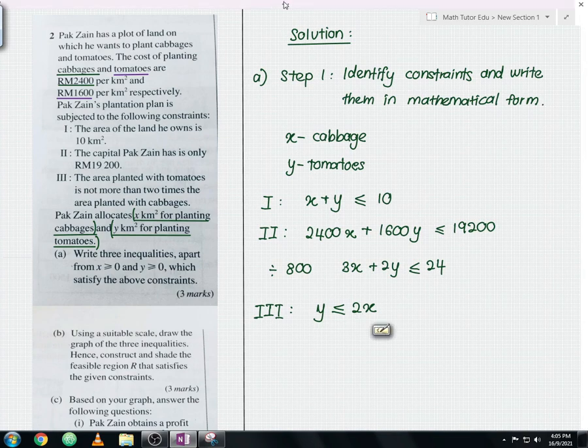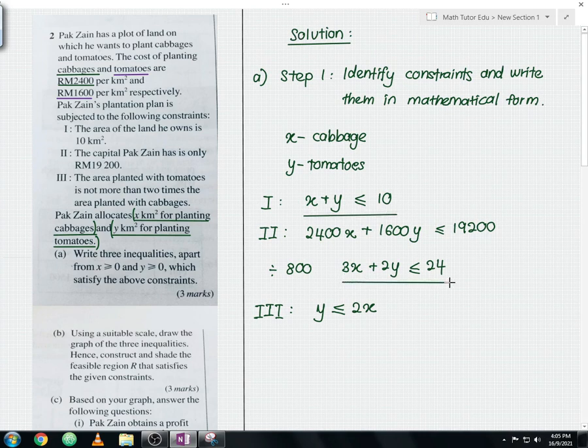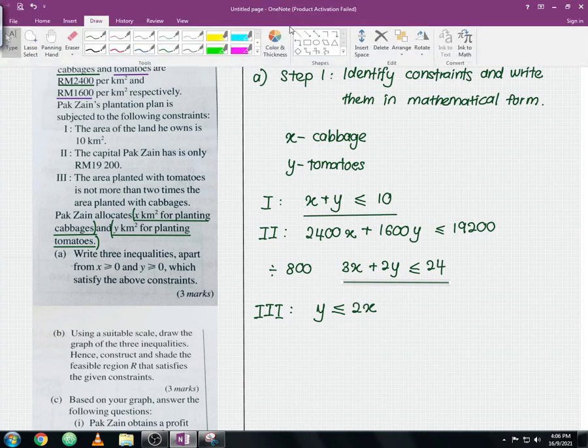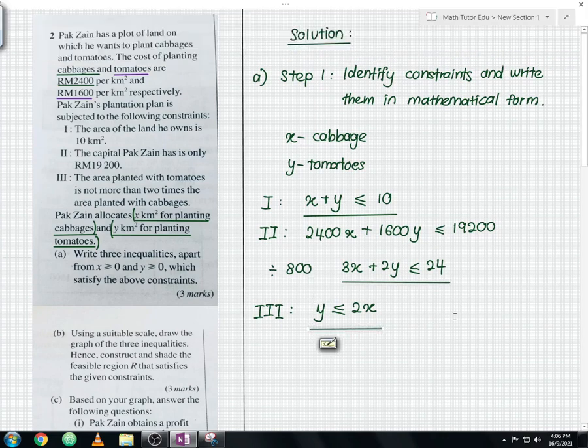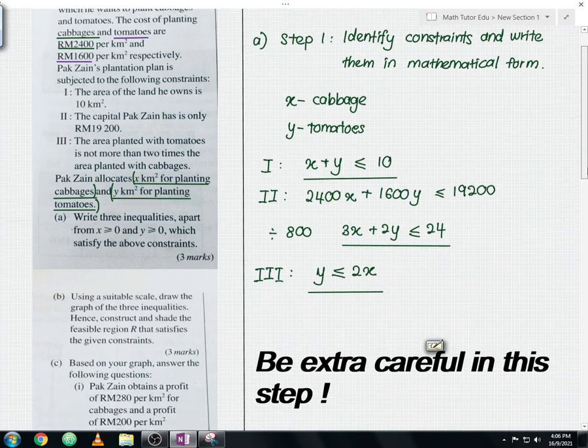Let me underline the constraints. This is your first constraint, this is your second one, and this is your third constraint. This step is very important, guys. If you make a mistake in any one of these constraints, your whole working will be affected and you will lose a lot of marks. So make sure that your step 1 is very clear. I hope I made myself clear about this.